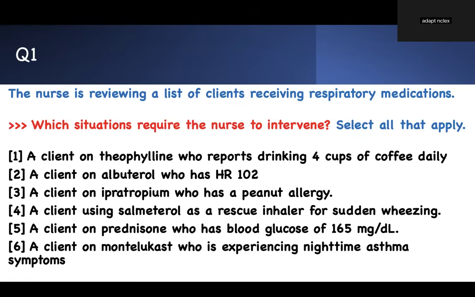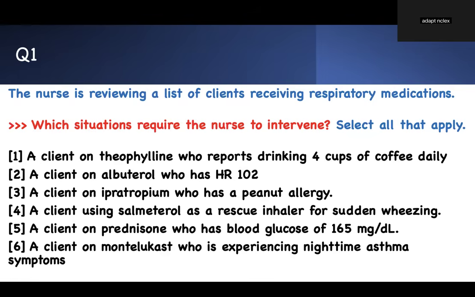How do you answer a prioritization question? Divide it into 2. Ask yourself about the first portion and the second portion. The second portion is very important. Look at what is happening in the situation. If you're on theophylline and you're taking 4 cups of caffeine a day, you are in trouble. It can lead to toxicity of theophylline.